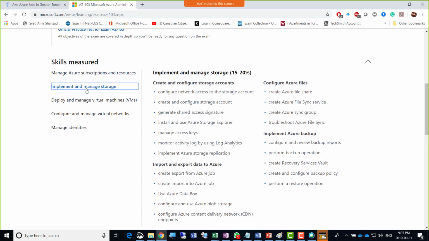Then we will go into Azure storage. We're going to be creating a storage account there. We're going to understand what Azure Files is. We're going to understand what Azure Backup is. We're going to do all the labs, how to export and import data, and how to create storage accounts and what the advanced features are there.